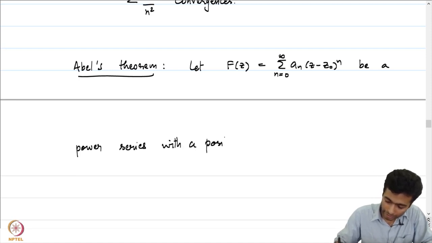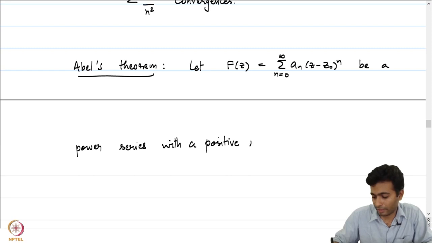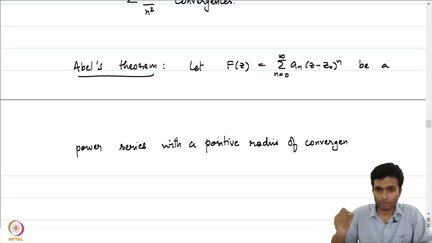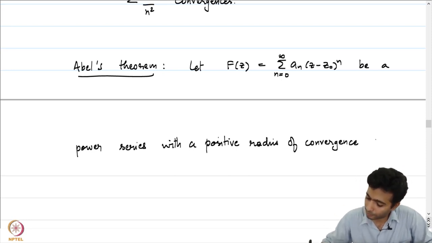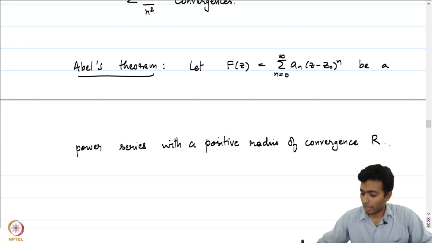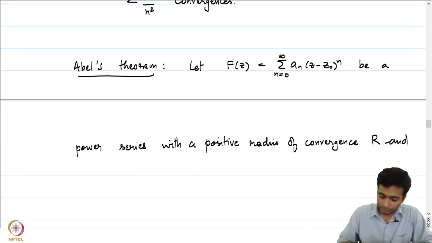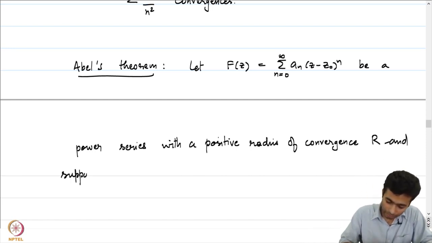Let me elaborate on that. When I say positive radius of convergence, R means that R is neither 0 nor infinite, it is a positive number. And suppose z1 is equal to z0 plus R e to the power i theta.